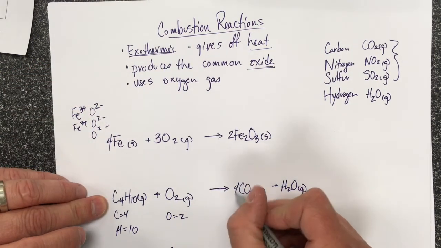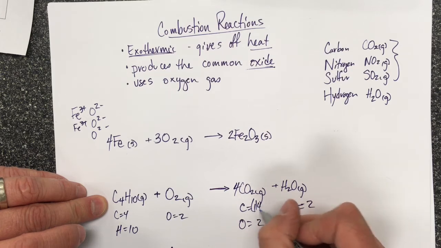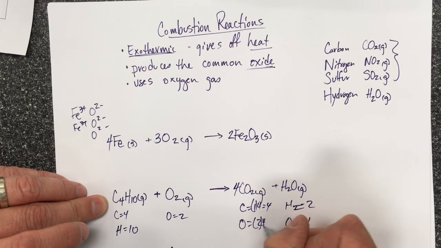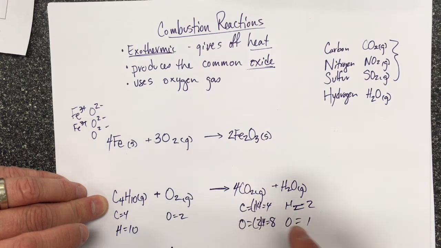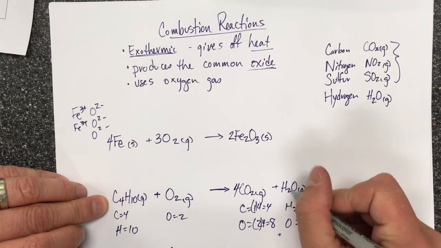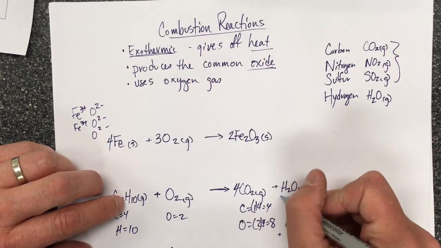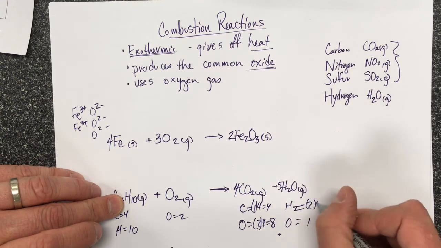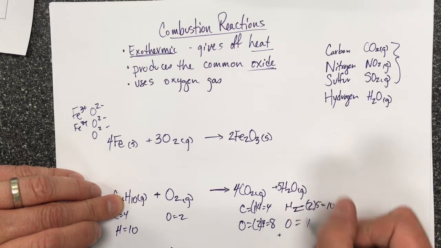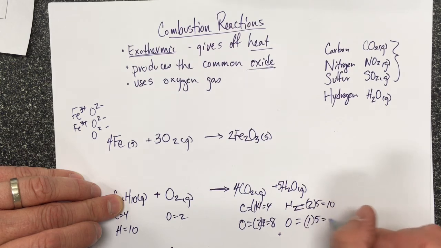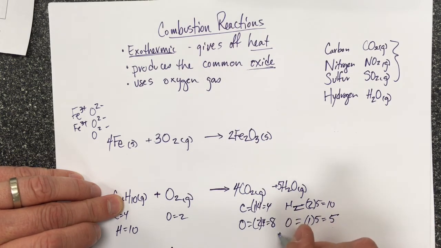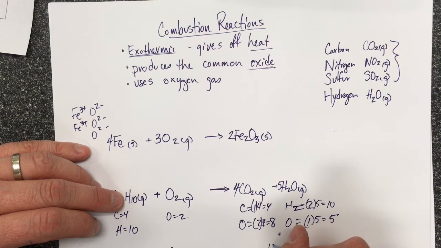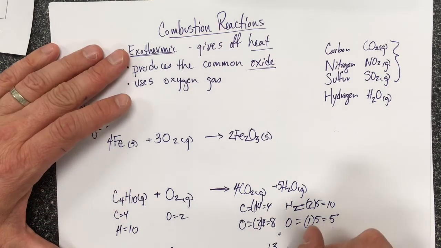So my carbons, to make them equal, I put a 4 here. And that leaves me with 8 oxygens here. Plus, I have to balance my hydrogens. So 10, so this is a 5. 5 times 2 is 10. But then I also get 5 times 1, which is 5. So I have 8 plus 5 oxygens for 13 oxygens.